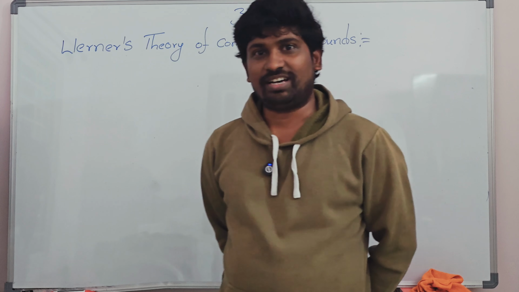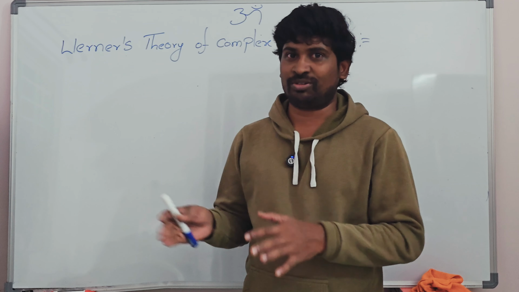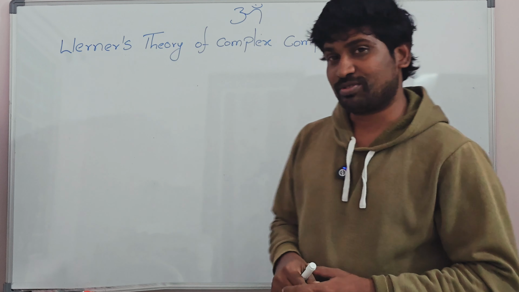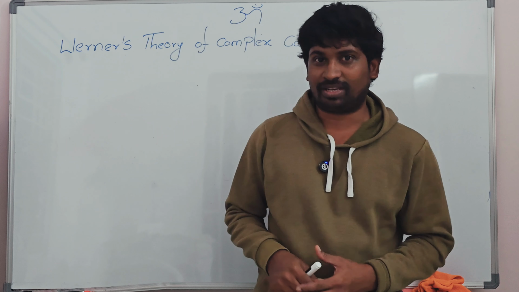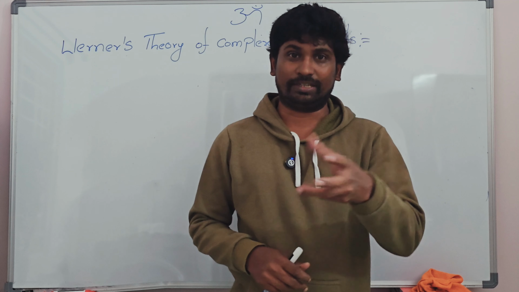Previously we discussed complex compounds and IUPAC nomenclature with a few examples. Now, continuing the complex compound topic, the next topic is Werner's theory of complex compounds. What is this theory telling?